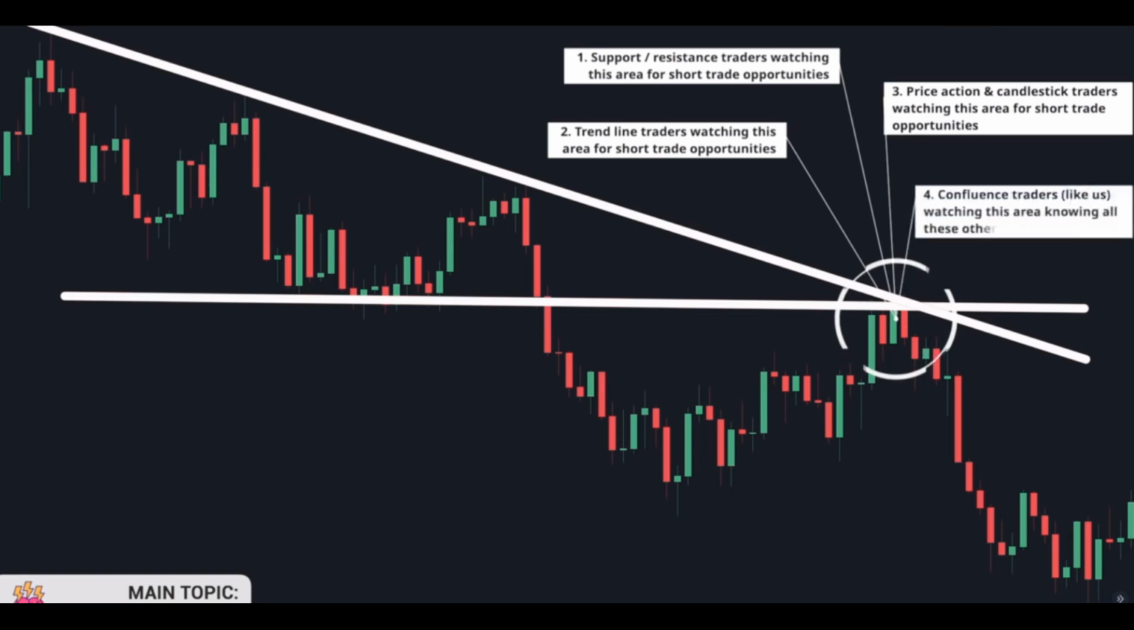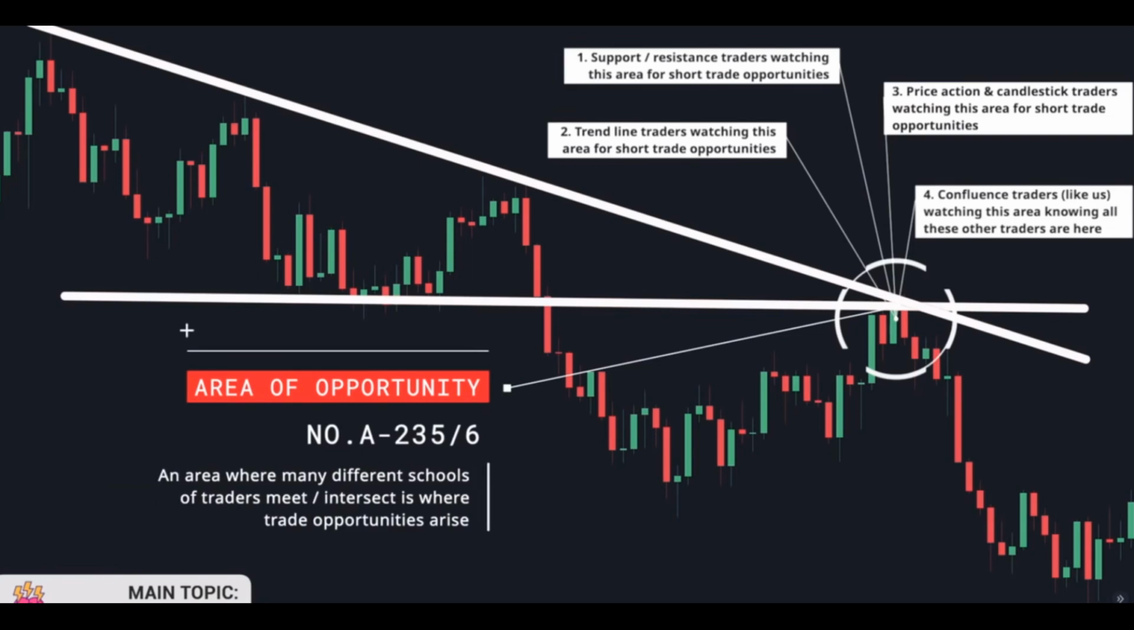And fourth, you would have confluence traders like us who are eyeing areas like this where we know other schools of traders are watching for possible short trade entries. All these different types and schools of traders with different trading styles all eyeing this area for possible short opportunities is what can trigger a possible short trade entry.